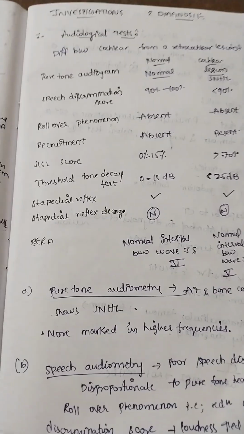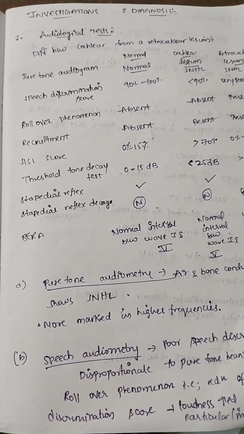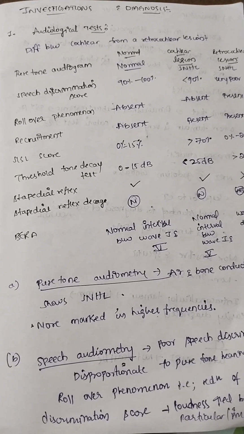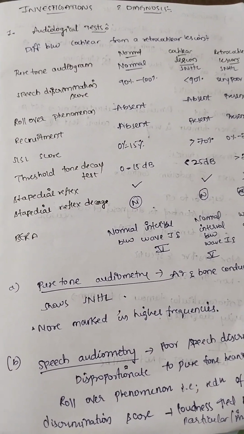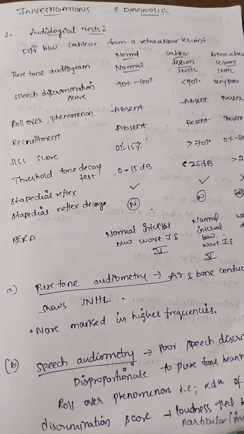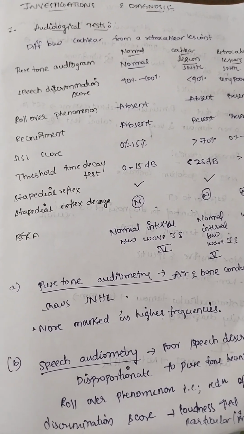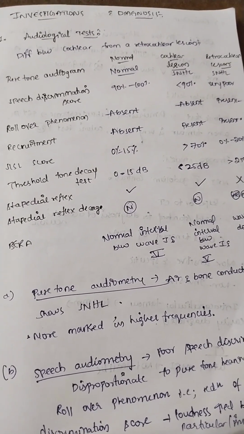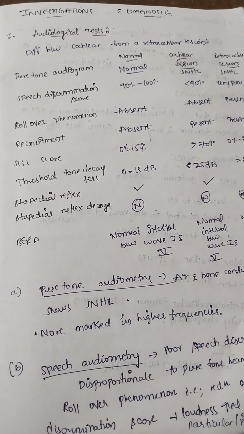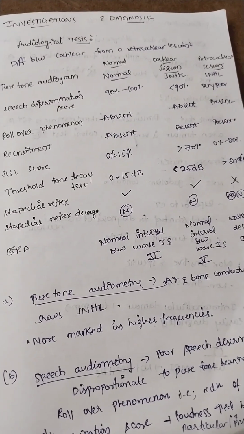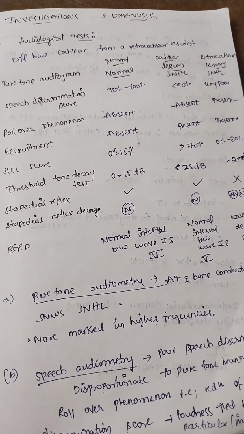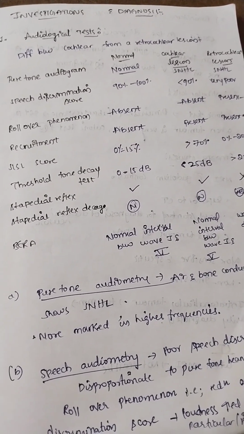Okay. Investigations and diagnosis. Audiological tests. First we should know the difference between a cochlear and a retrocochlear lesion. Acoustic neuroma is a retrocochlear lesion; rarely will the cochlea be involved. So we should differentiate. Pure tone audiogram is normal in normal hearing. In a cochlear lesion, you will appreciate sensorineural hearing loss. In a retrocochlear lesion also you will appreciate SNHL.